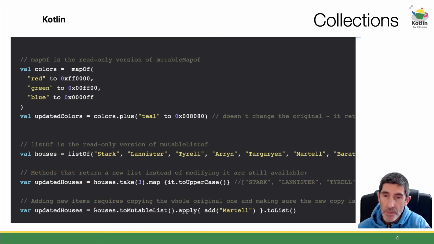And in the last one there, if we want, we can reassign that updated houses, and we can say houses dot to mutable list and carry out a couple of things there. So we can say again the original houses, convert it to a list, and then apply this particular expression here to add Martel back to that particular list, and then I convert that to a list. So a lot of chaining of different functions, passing in lambda expressions, so quite a lot going on there. That's not evident in JavaScript. So that's new stuff that we can do in Kotlin.